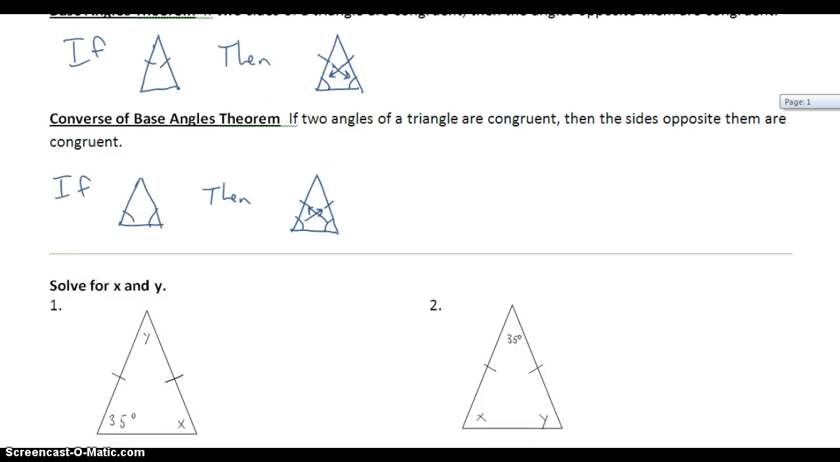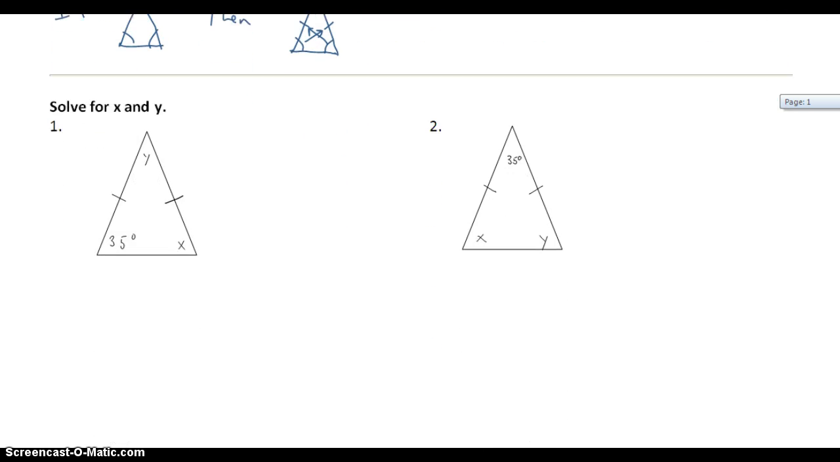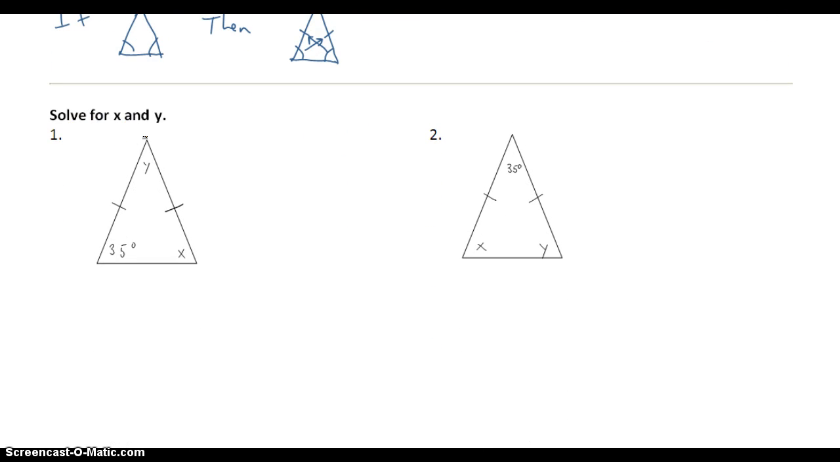Let's apply the base angles theorem. To solve for x and y, we can see that we have two congruent sides, which means that the angles opposite those two congruent sides will also be congruent. So that means that x has to be congruent to 35 degrees.